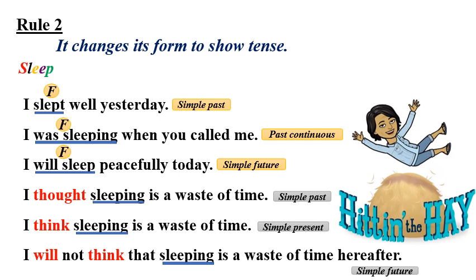So verbs like these, we can say lazy verbs, which do not change their form to show the tense in a sentence, are called non-finite verbs or improper verbs. I think you must have understood, but if you haven't, kindly give it another chance. Please rewind the video and watch it again because this is a very important topic.